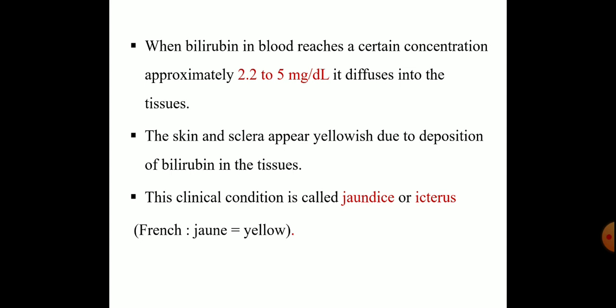When the bilirubin in the blood reaches a certain concentration, approximately 2.5 to 5 milligrams per deciliter, it diffuses into the tissues. When it diffuses into the tissues, the skin and sclera appear yellowish due to the deposition of bilirubin in the tissues. This clinical condition is called jaundice or icterus.